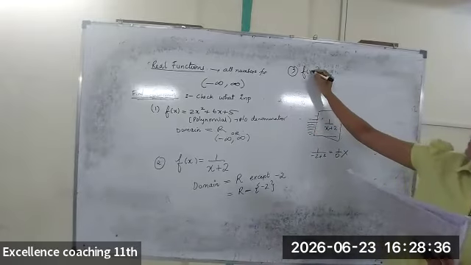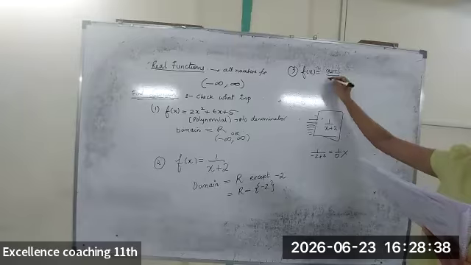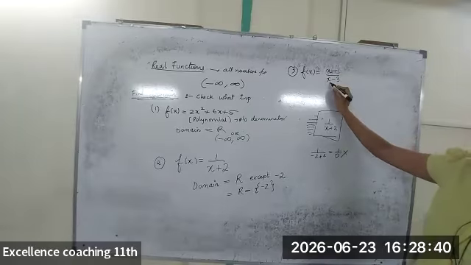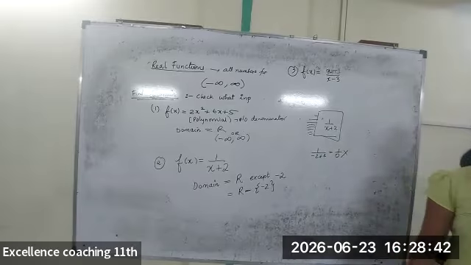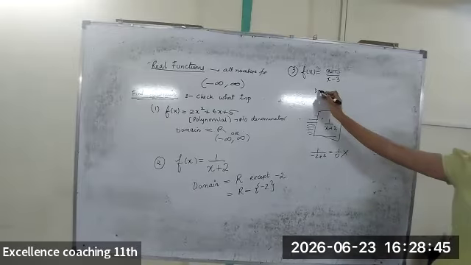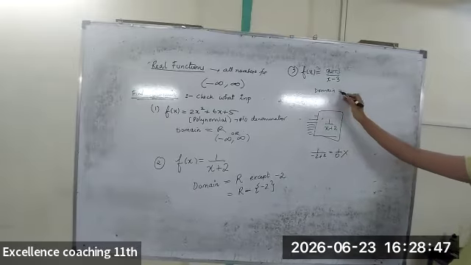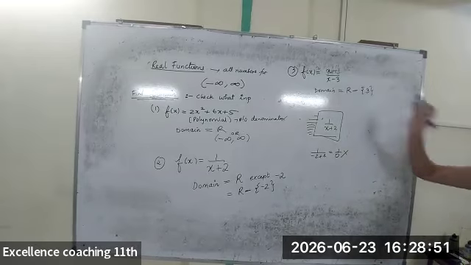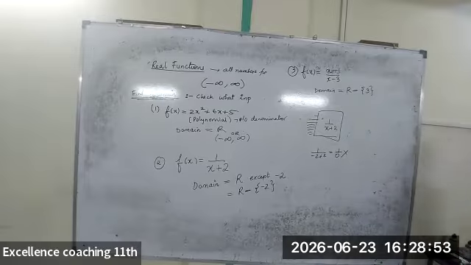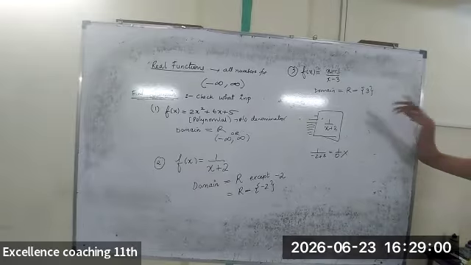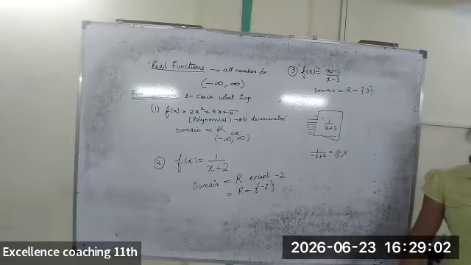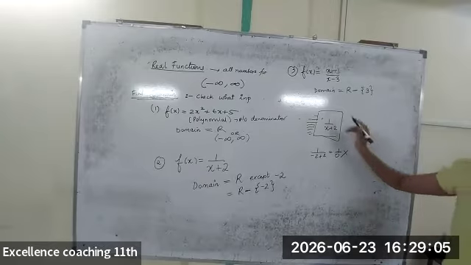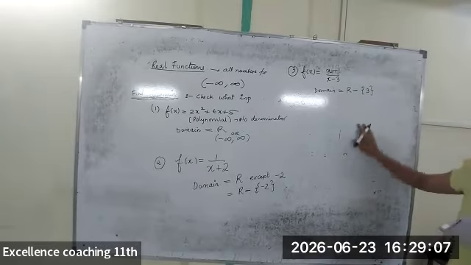Third one, f of x is given to us as x minus 1 upon x minus 3. Which number will make the denominator 0? Plus 3. So domain will be all real numbers, and which number do you have to remove? 3. Understood? Put it in the curly bracket. Then the fourth one.